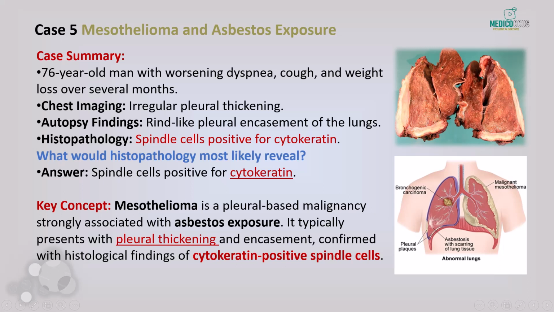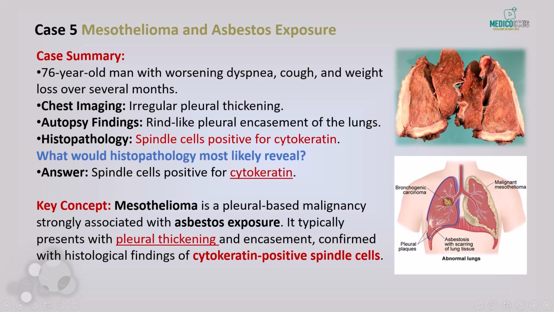Histologically, mesothelioma can present in two forms: epithelioid, with cuboidal or flattened cells, and sarcomatoid, with spindle cells. In this patient, the likely histological finding would be spindle cells that stain positive for cytokeratins. Cytokeratins and calretinin are important immunohistochemical markers that help confirm the diagnosis of mesothelioma. Under electron microscopy, the cells also typically have long, slender microvilli and abundant tonofilaments, further distinguishing mesothelioma from other pleural-based conditions.